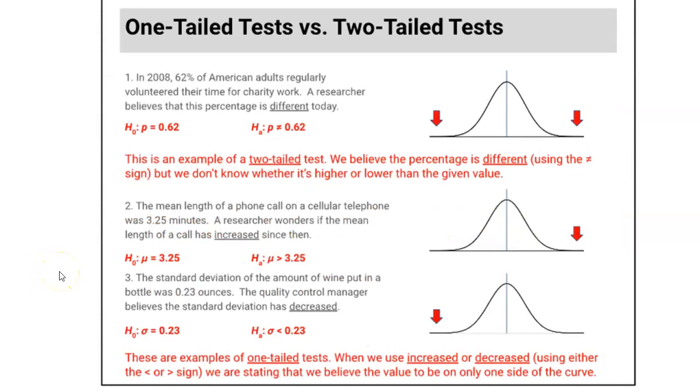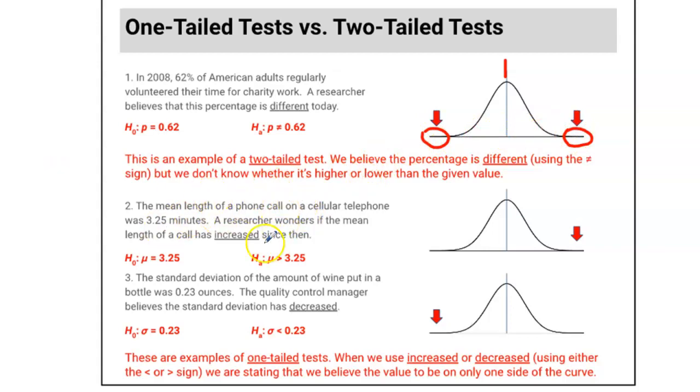Now let's talk about the difference between one-tailed and two-tailed tests. Remember, for the first example, the researcher believed that the percentage is different today. Well, we know that 62% of Americans, that's probably going to be right around here, the mean, but we don't know whether that 62% is too high or too low. In other words, we don't know whether our current percentage is above or below 0.62, above or below the mean of the sampling distribution. So, since we don't know whether it's above or below, we're going to call this a two-tail test. We're looking for area in both the upper and lower tails of this sampling distribution.